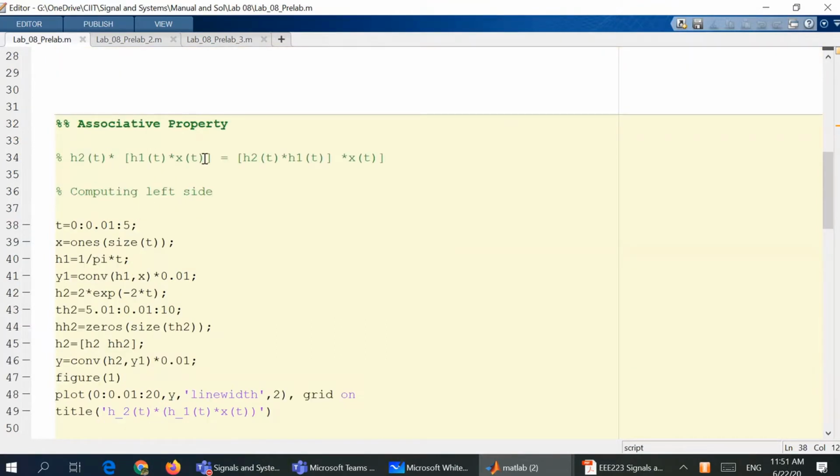नाउ अब आप क्या करेंगे? अगर लेफ्ट साइड कर रहे हैं तो यू विल फर्स्ट कन्वॉल्व h1 एंड x. वो हमने यहाँ पे किया है. द आंसर इज y1. सो वी नो कि जो ये y1 है इसकी लेंथ क्या होगी? कैन एनीवन टेल मी y1 की लेंथ इस केस में क्या होगी? सर डबल होगी. बिल्कुल, तो डबल हो जाएगी.